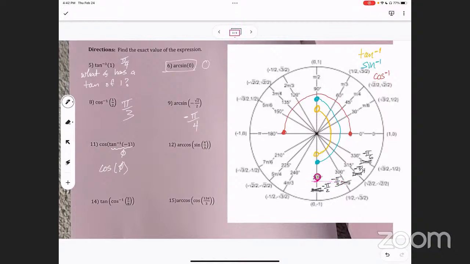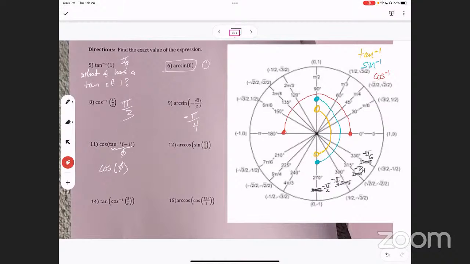Is that pi over 2? Negative pi over 2? Nope, because that doesn't have a tangent of -1. What's the tangent? Tangent is sine over cosine. The tangent isn't even defined at that point you just named. Yeah, I'm confused on this one. So is this just going to be undefined as the answer?